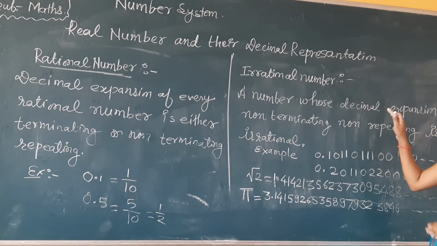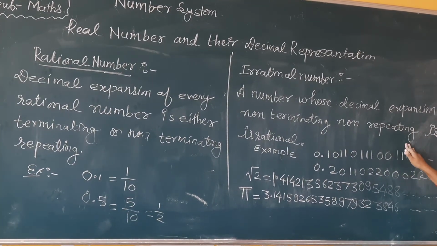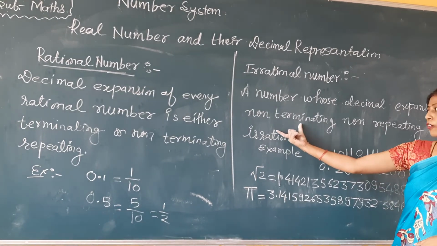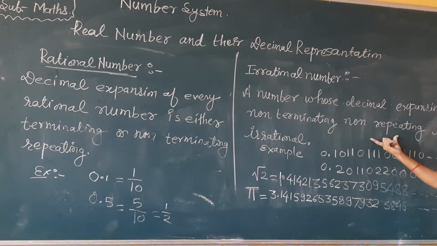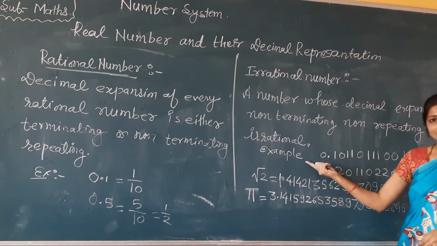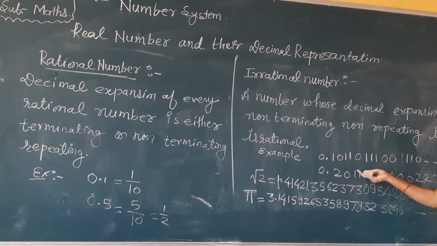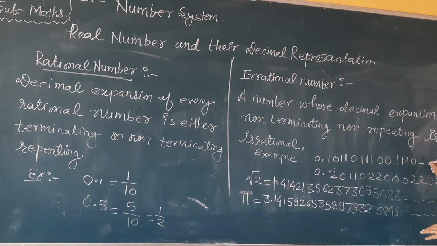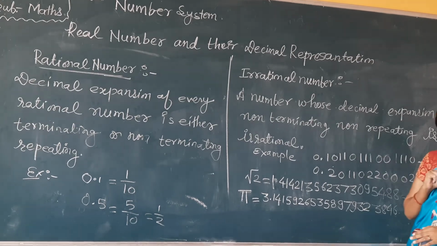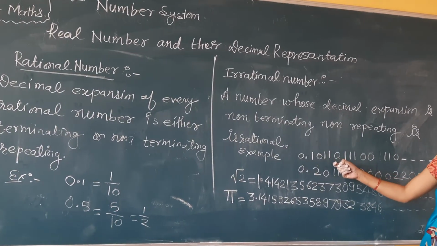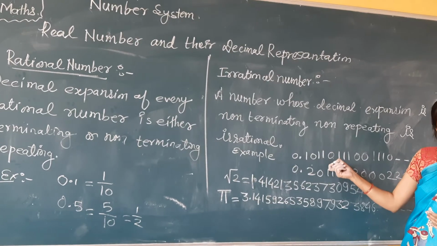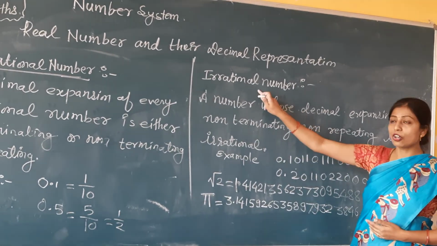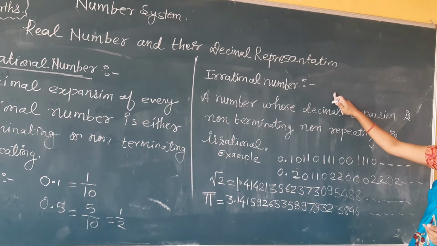The decimal representation of irrational numbers is in the form of non-terminating, non-repeating. Means the decimal expansions which are non-terminating, जो फिनिश नहीं होते हैं, जिनका डेसिमल रिप्रेजेंटेशन फिनिश नहीं होता है, और साथ में एक पैटर्न में उसमें नंबर्स रिपीट नहीं होते हैं, इस टाइप का जो डेसिमल रिप्रेजेंटेशन होता है, they all are irrational numbers.